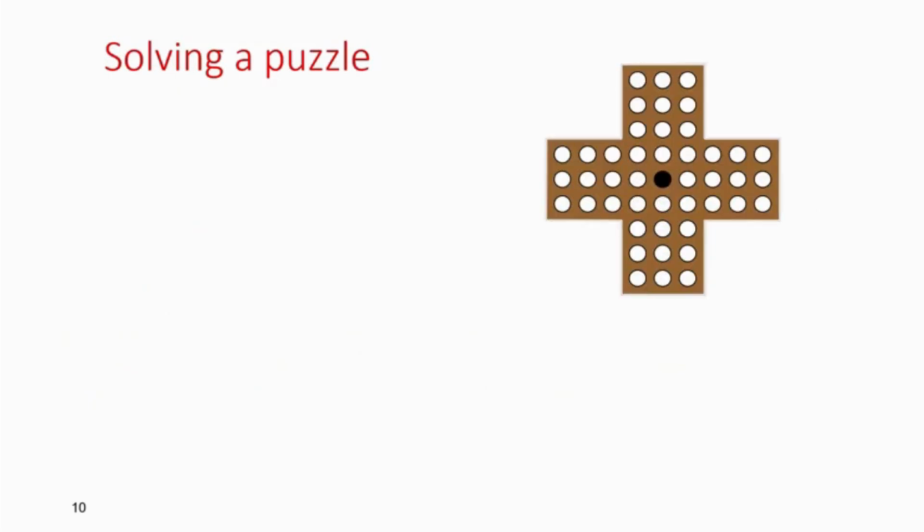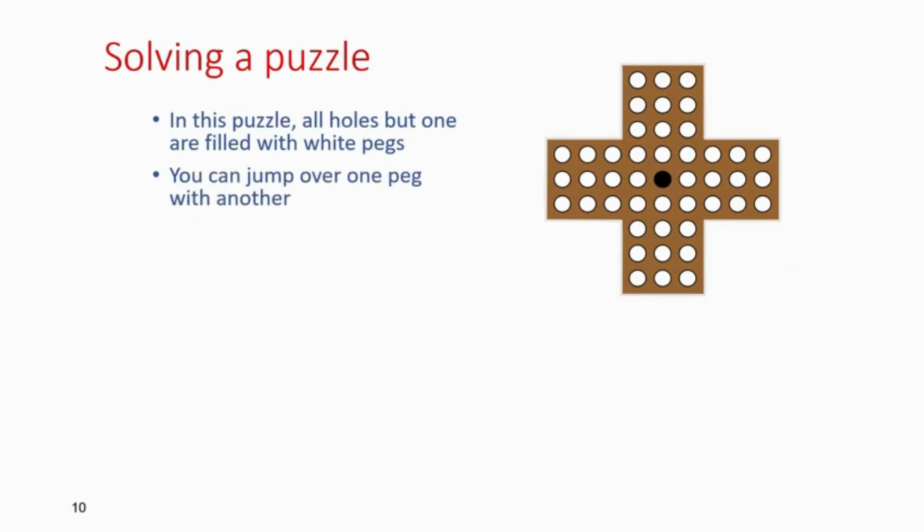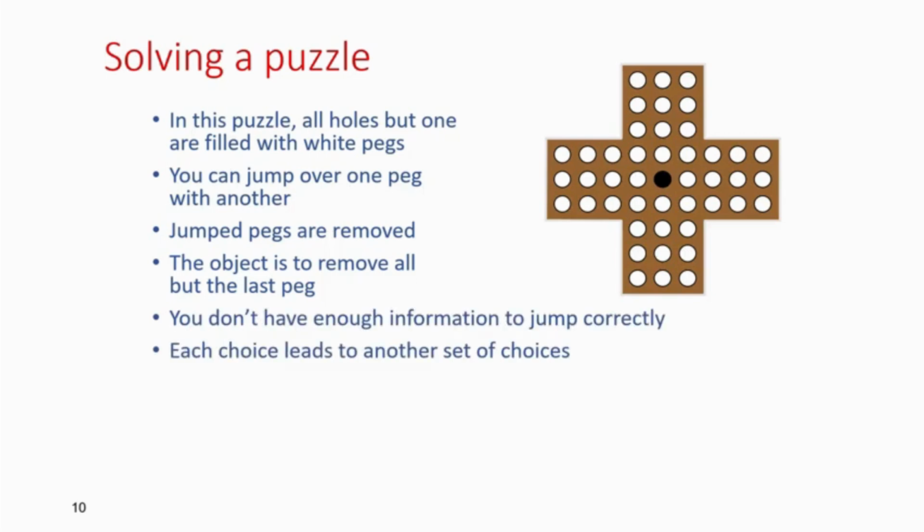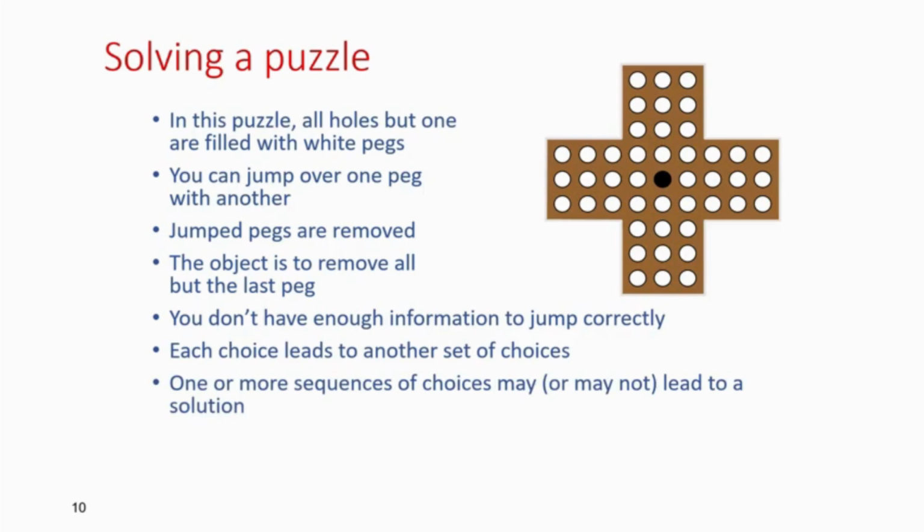So you are solving a puzzle. In this puzzle, all holes but one are filled with pegs, right? You can jump over one peg to another peg. Jumped pegs are removed, and the objective is to remove all but the last peg, right? You don't have enough information to jump correctly. Each choice leads to another set of choices, and many kinds of puzzles can be solved with backtracking.